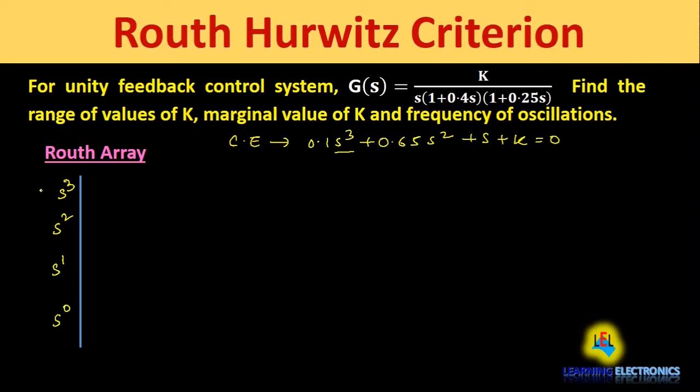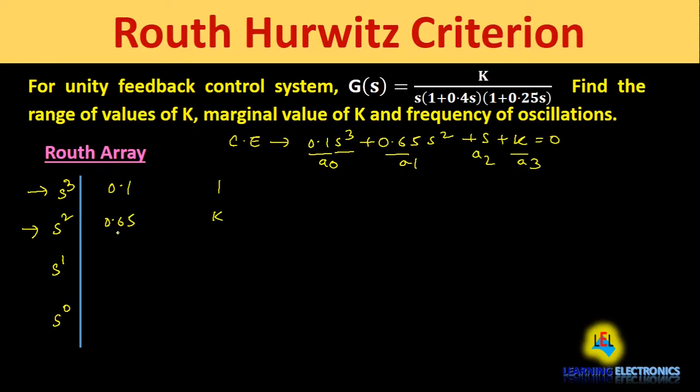In the s to the power 3 row we have to write all the even coefficients, and in s to the power 2 we have to write all the odd coefficients. Now let us find out the coefficients from this characteristic equation starting from a0. This is a0, this is a1, this is a2, and this is a3. So in this row we will write all the even coefficients, that is a0 and a2. a0 is 0.1 and a2 is 1 here. Then in the s to the power 2 row we have to write the odd coefficients, that is 0.65 and k.